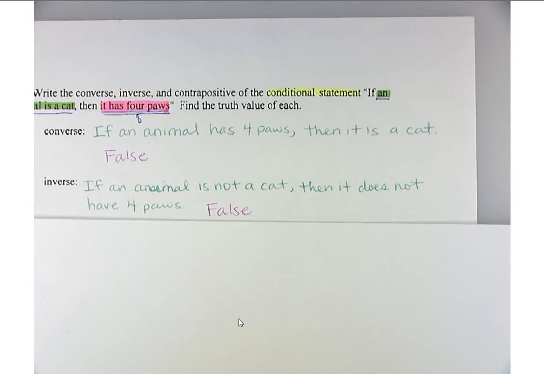So if an animal is not a cat, then it does not have four paws. I said that was false. Can you guys give me a counterexample? Yeah, Ross. A dog. So a dog is not a cat, correct? But does it have four paws? Yes, unless it lost a leg. Dog in Spanish class somewhere, right?